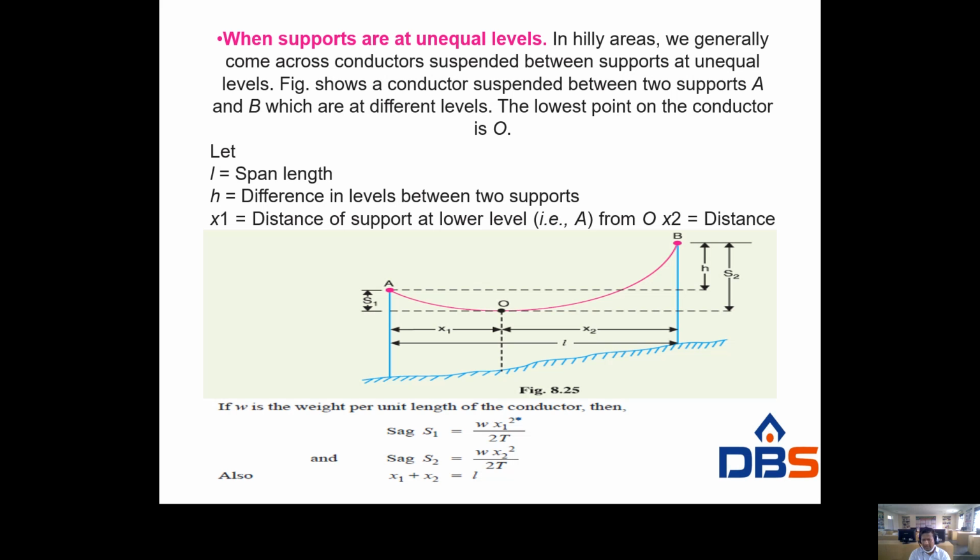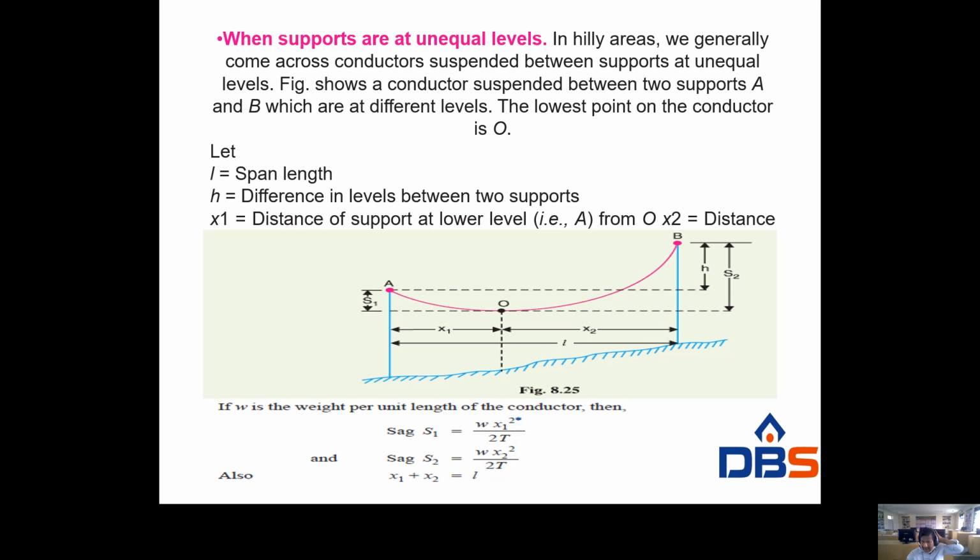We can consider in hilly areas how the sag is affected at unequal levels. We generally come across a conductor suspended between two supports at unequal levels, as shown in the figure. B is at a higher level compared to A. The figure shows a conductor suspended between two supports A and B at different levels. The lowest point on the conductor, as usual, we consider as O.